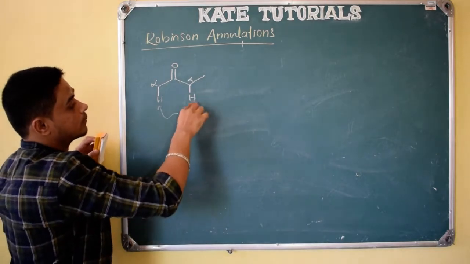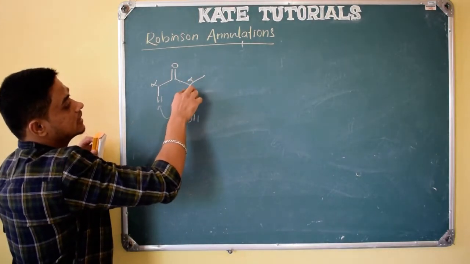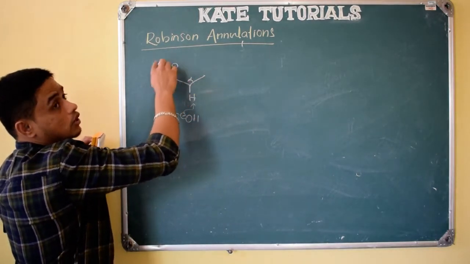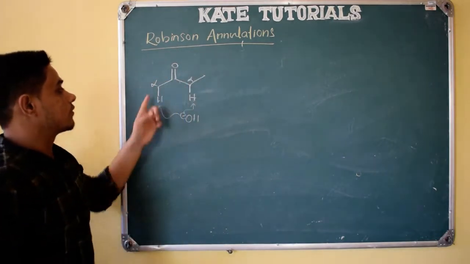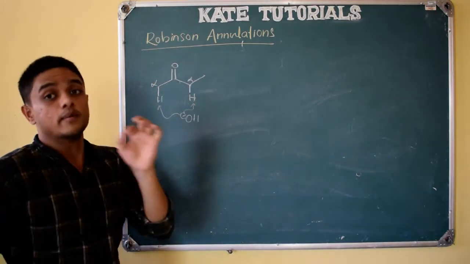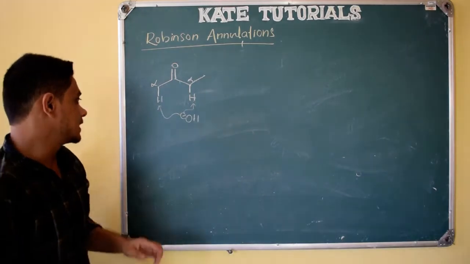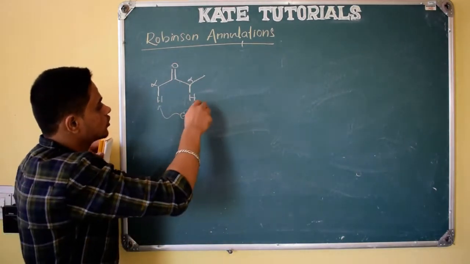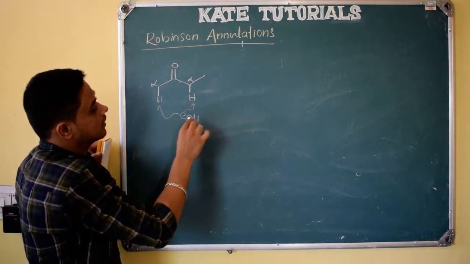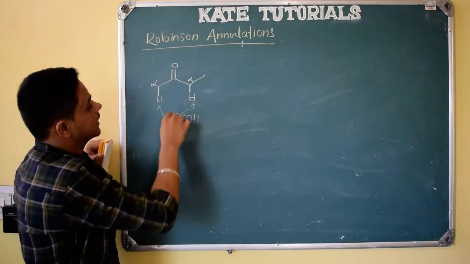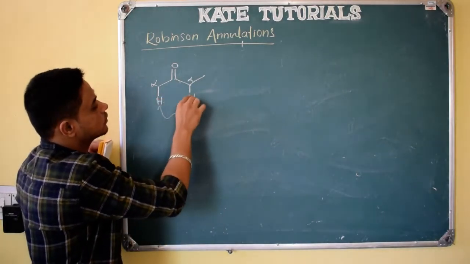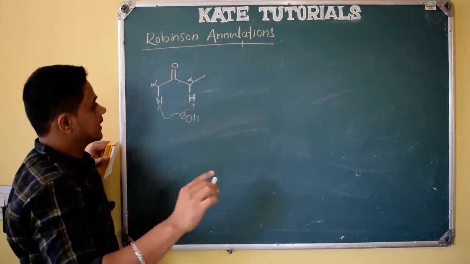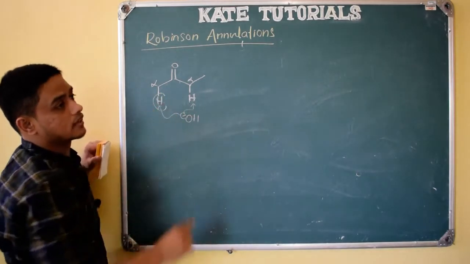Why only the alpha carbon? Because it is in conjugation. It can conjugate with an electron withdrawing group like this. So these alpha protons will be more acidic, right? These things you should remember. As these are acidic, we want to know whether this one is more acidic or this one is more acidic. The reason is this one will be more acidic.